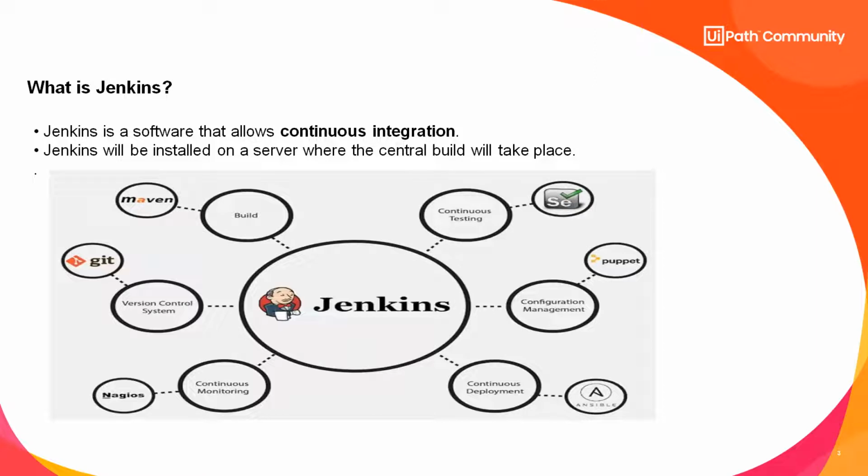UiPath and Jenkins. So Jenkins is a software that allows continuous integration and continuous development. So what does it mean by continuous integration and continuous development? So let's say we have a set of automation projects or a set of code which needs to be deployed on any environment. So Jenkins is an open source automation tool written in Java with plugins built for continuous integration purposes.